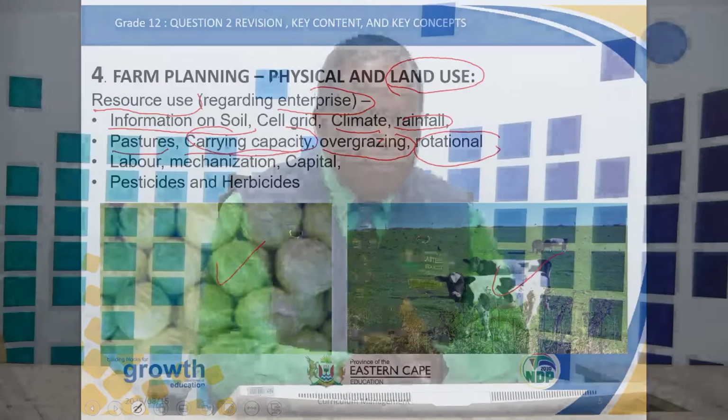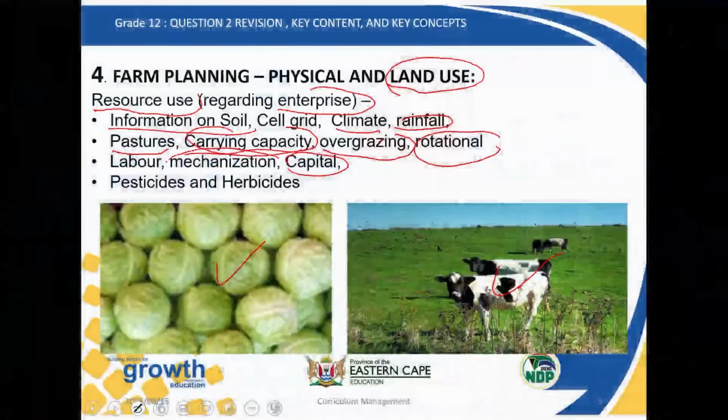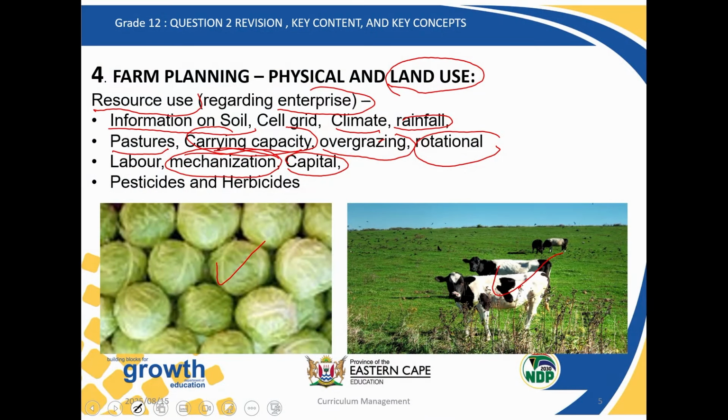And whilst you are there, you've used money to buy fertilizers, you've used money to buy these cows, and you also make use of some machines, that is mechanization. You also have some laborers there. You also have some pesticides here to spray here. You also have some herbicides to spray here. So all of these, they are integrated.